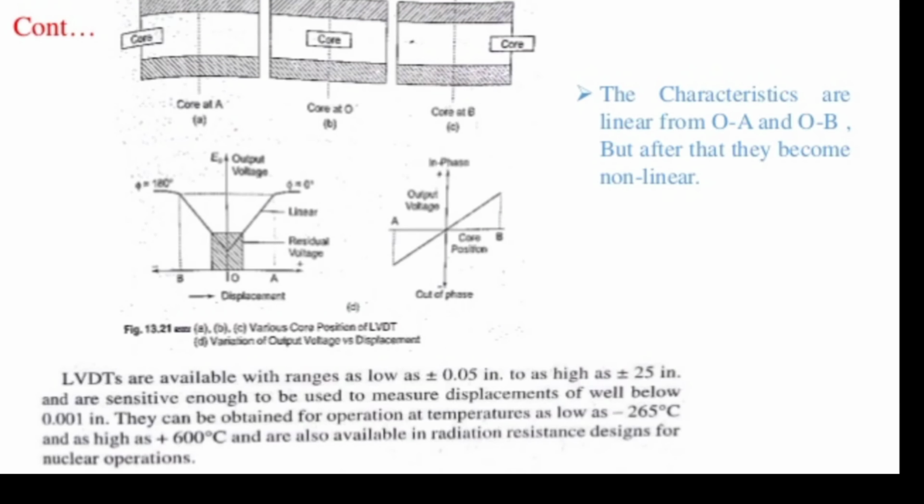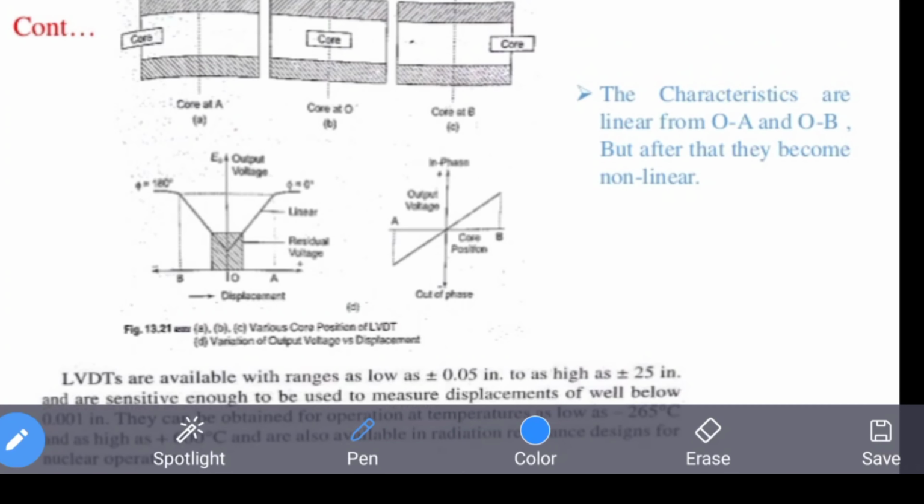In 3 different positions, this is how the core is moving. Core at position A, case 1, and case 2. Assume the core in different cases. This is the first case, this one is the second case, and this is the third case, when the core is moved to the right of the null position. In these 3 cases, if you draw the diagram, this is how the linear variable differential transformer works.